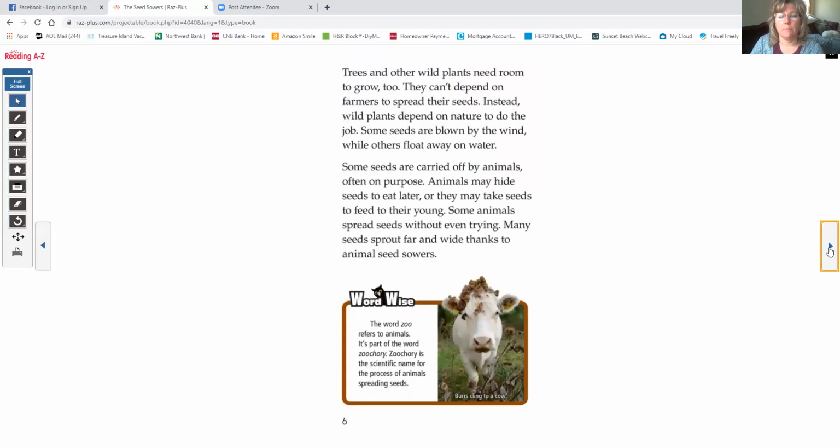Here we go. On page 6, there is an information box at the bottom, and I'm going to read it to you. It says, the word zoo refers to animals. It's part of the word zoochory. Zoochory is the scientific name for the process of animals spreading seeds. So I'd never seen that word before. I keep reading, and all around that word, the definition comes right after the word. It's the process of animals spreading seeds. So that's how we learned a new word there, zoochory.